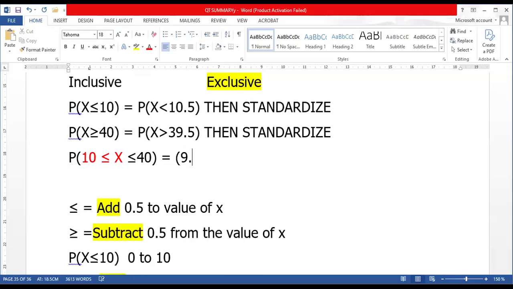It will be 9.5. x. Less what? If you have a less, it will be 40.5. Where you have a less, now this will be 40.5. After that, then you standardize. Then you standardize.